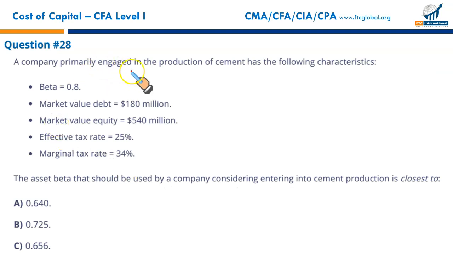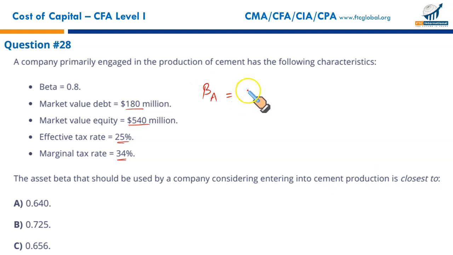A company primarily engaged in the production of cement has the following characteristics: beta 0.8, market value of debt is 180, market value of equity 540, effective tax rate 25, marginal tax rate 35. The asset beta that should be used by a company considering entering into cement production, what would be the asset beta?